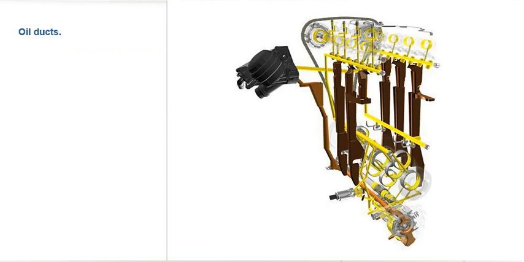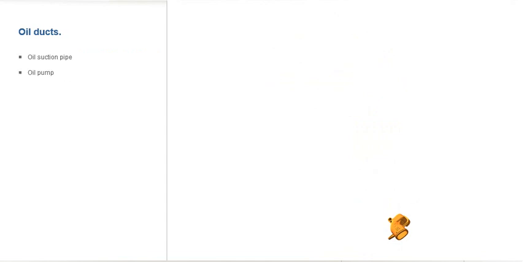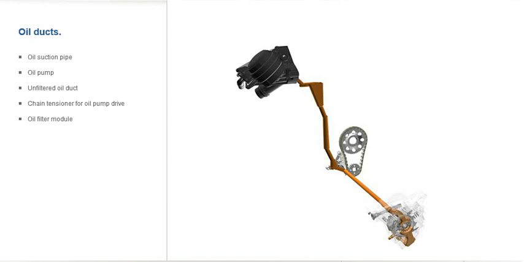Now you can see the path taken by the oil through the engine via the oil ducts. The oil pump draws the engine oil from the oil sump via the oil suction pipe and pumps it into the unfiltered oil duct. The chain tensioner for the counterbalance shaft drive is supplied by the unfiltered oil duct before the oil arrives at the oil filter and engine oil coolant heat exchanger.